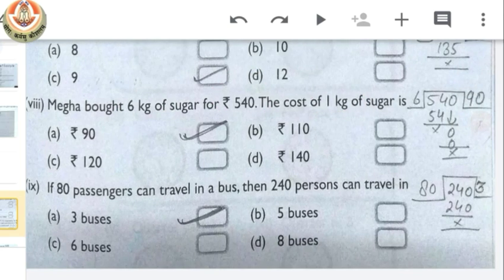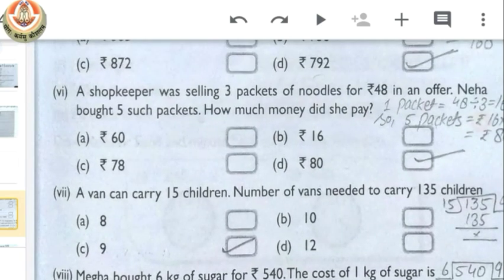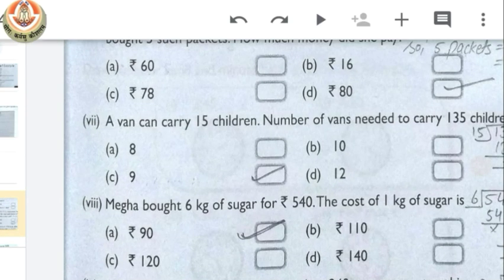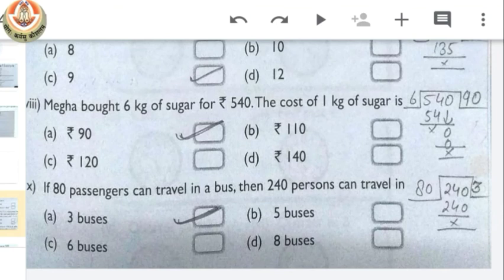Now the next question is, if 80 passengers can travel in a bus, then 240 passengers can travel in how many buses? So for this, you can see here also we have to find out how many buses we need, as in the case of finding the number of vans. So in that case we divided, and here also we will divide 240 by 80.